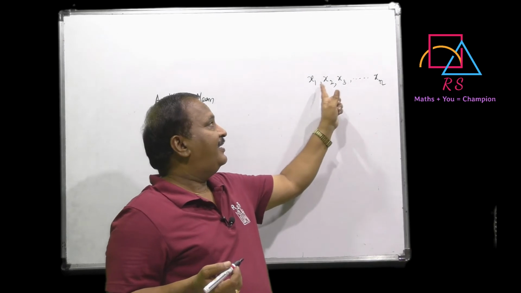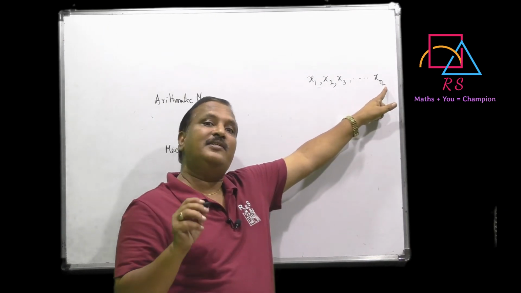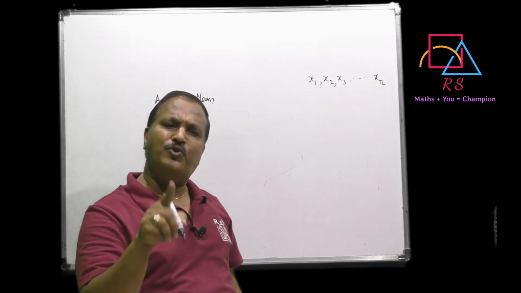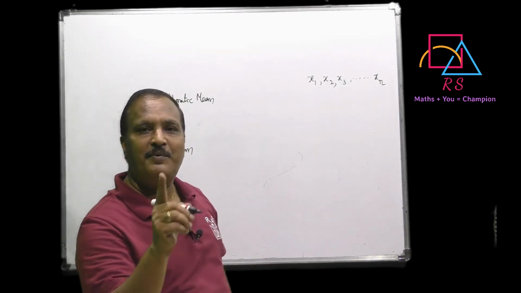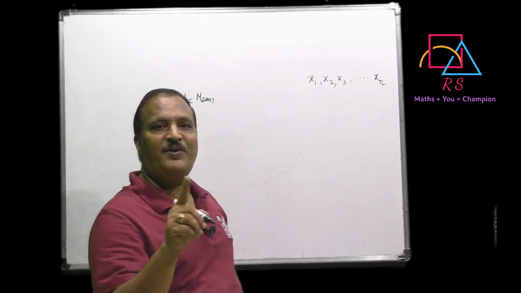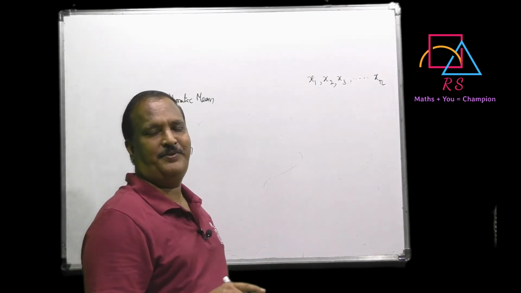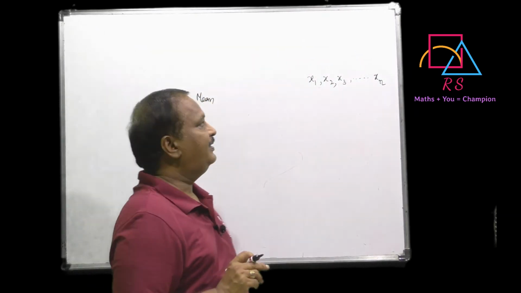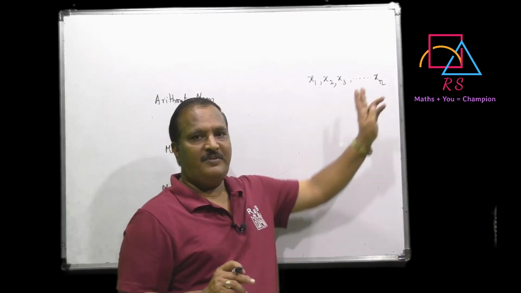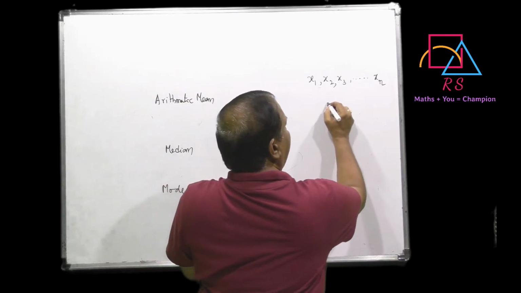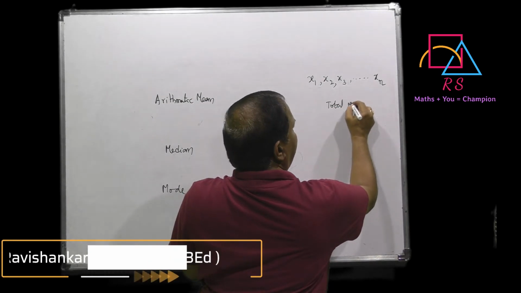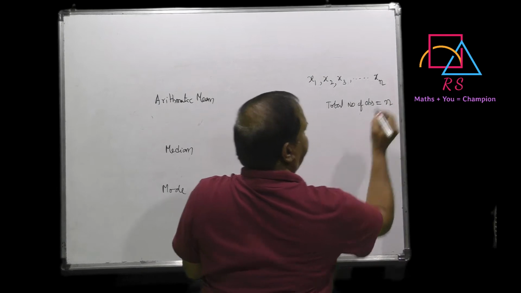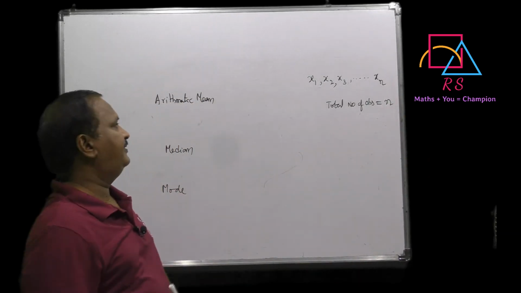That is why n is the total number of observations, total number of scores also, total number of items also, total number of terms also. Use anything, but you should understand each one is different. So here this is the observation. What is the total number of observations here? It is equal to n. That is very important.